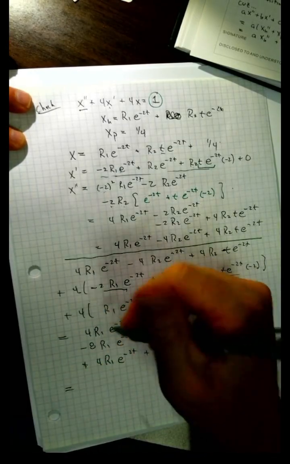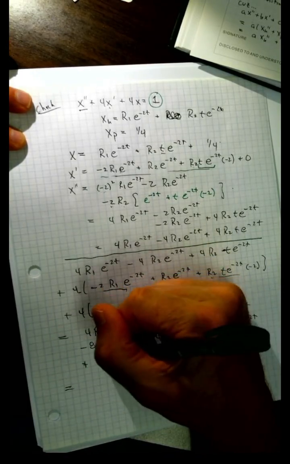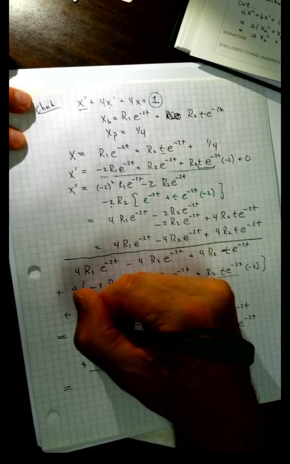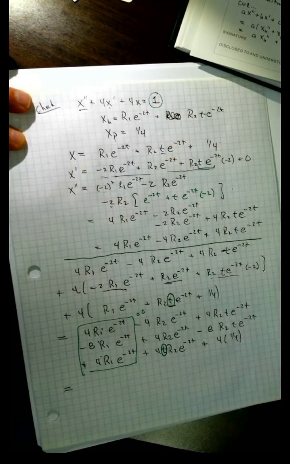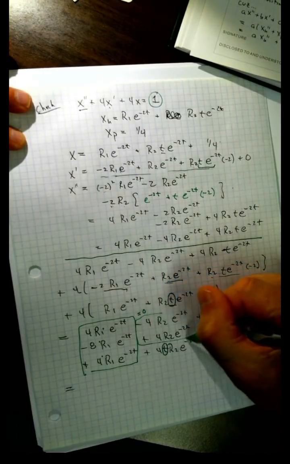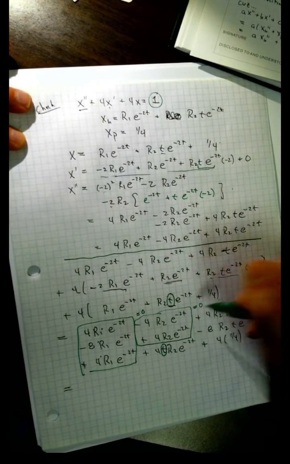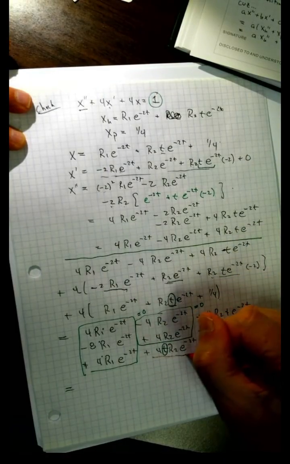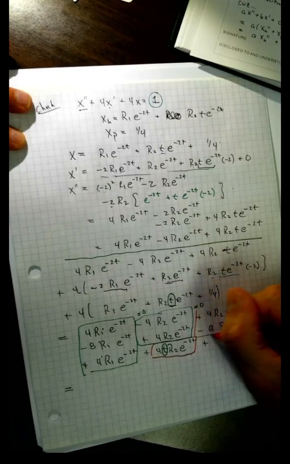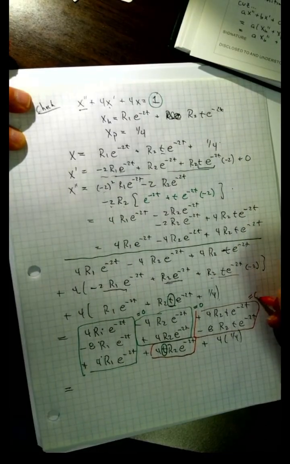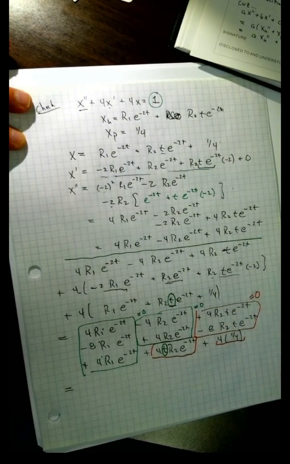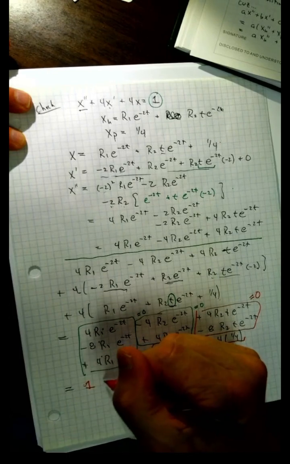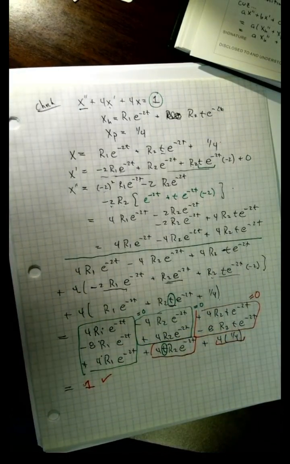Notice now, 4 minus 8 plus 4 of these terms adds up to 0. Minus 4 plus 4 of those terms adds up to 0. 4 minus 8 plus 4 of those terms equals 0. And I'm just left with 4 times 1/4, which is 1. And that's my g of t. So life is good.